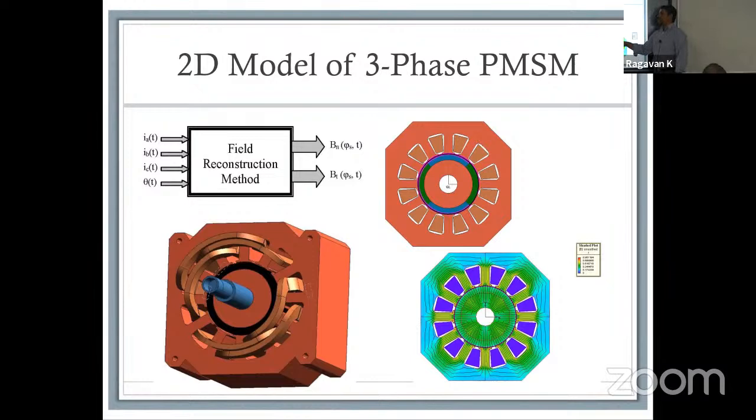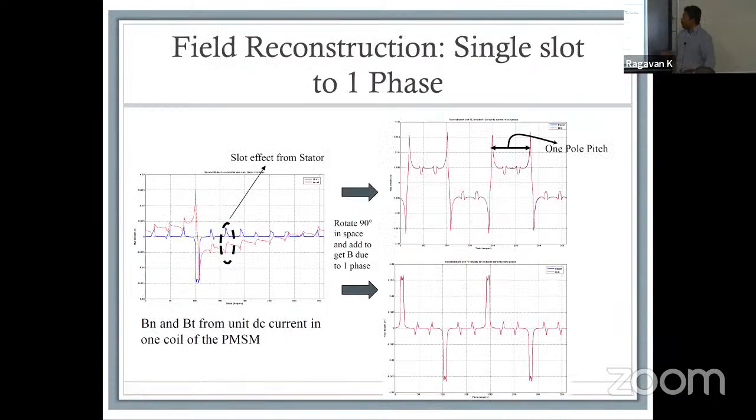If I remember correctly, it was a 2 kilowatt drive that we had, and that's a field reconstruction. Now this is a four-pole, three-phase machine with 12 slots. What we did basically was, this is just the response, a slot effect you're seeing here that we had established from the previous case when we had extra slots, and BN and BT for unit DC current, 1 amp of current applied to it.